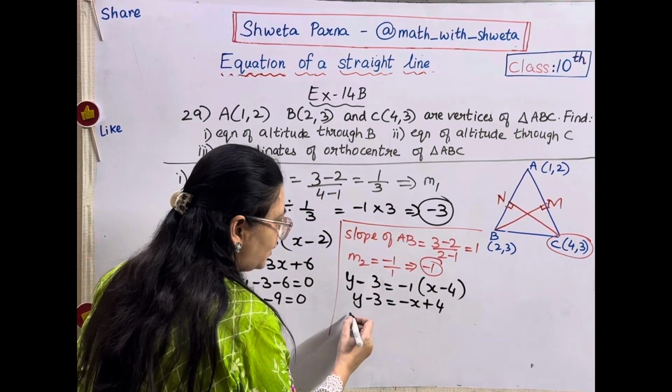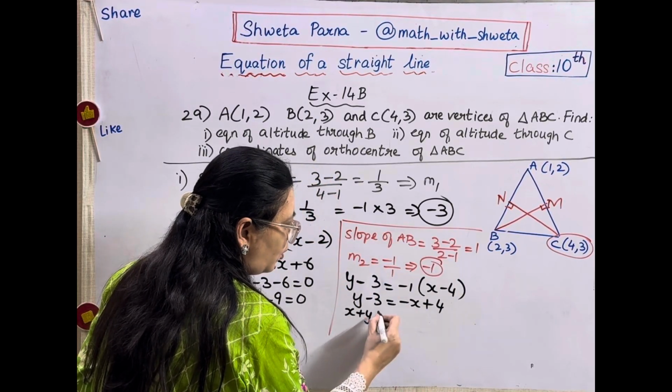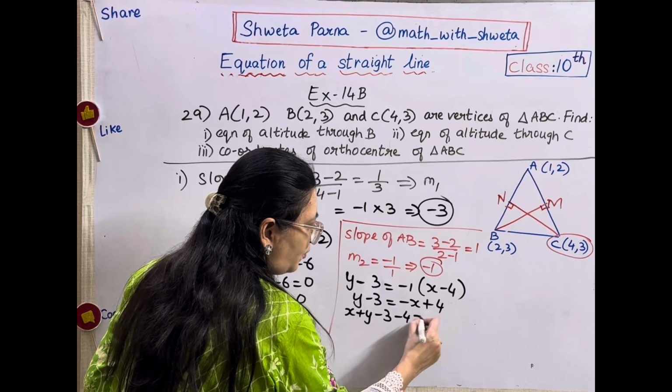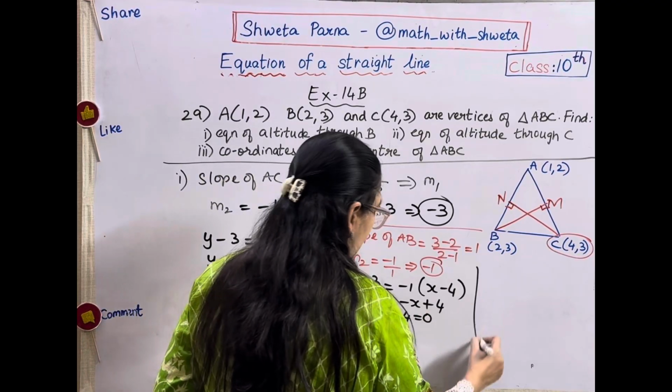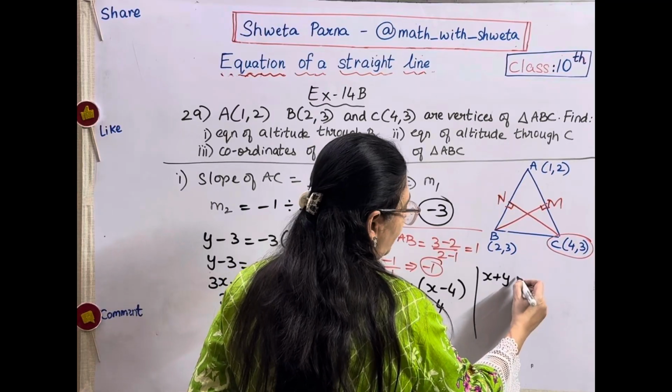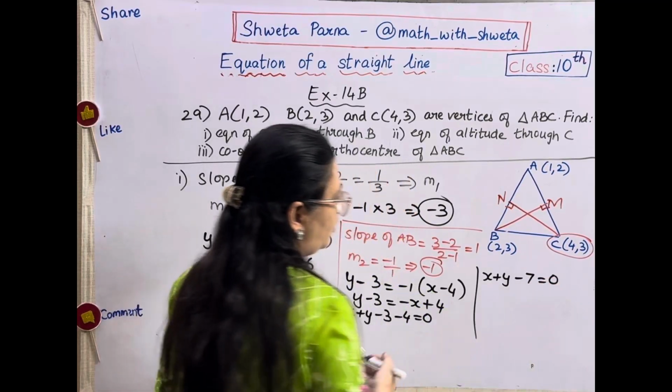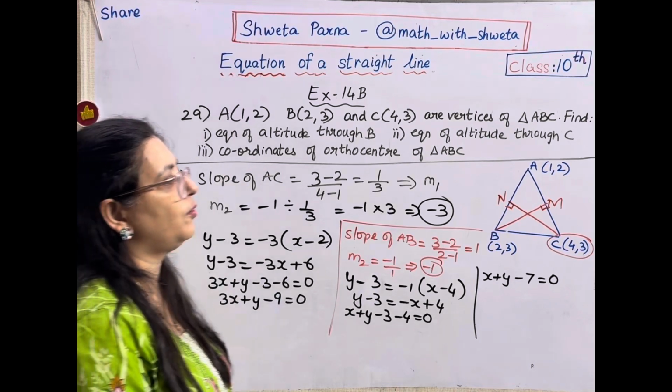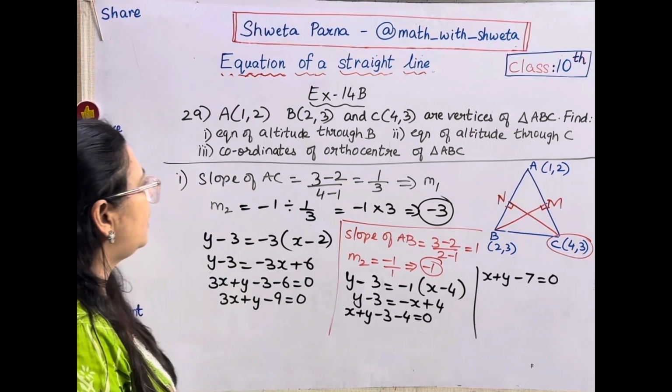Take everything to one side. x plus 4 minus 3 minus 4 is equal to 0. So the answer is x plus y minus 7 is equal to 0. This becomes the equation of the altitude through C.